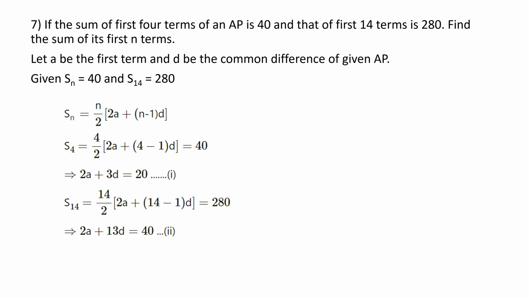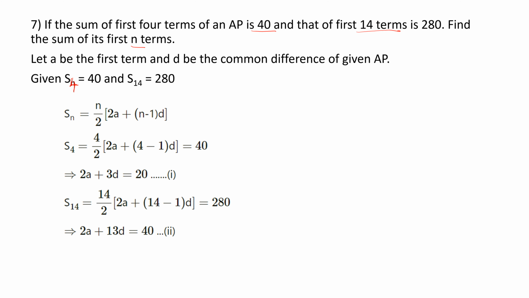If the sum of first 4 terms of the AP is 40 and the first 14 terms is 280, find the sum of its first n terms. So sum of first 4 terms, S4 equal to 40 and S14 is 280. That is what is given. So using the formula for sum to n terms, n by 2 into 2a plus n minus 1 into d, we will substitute the values.